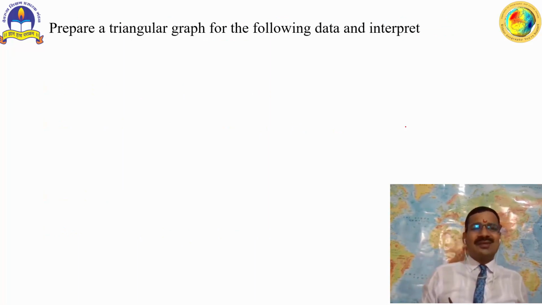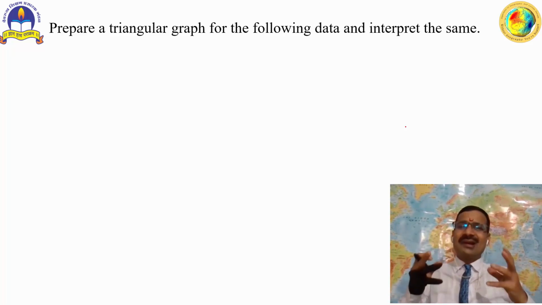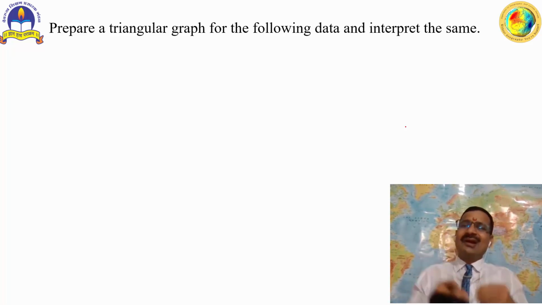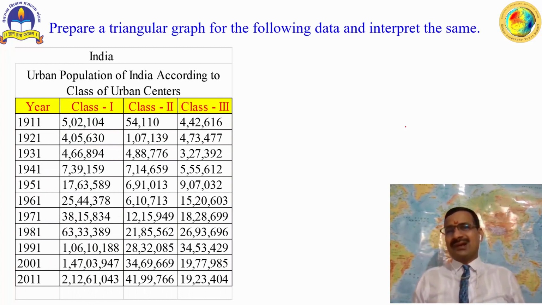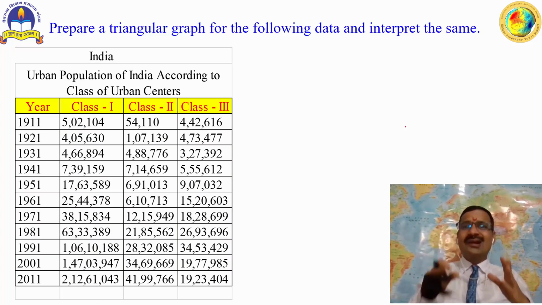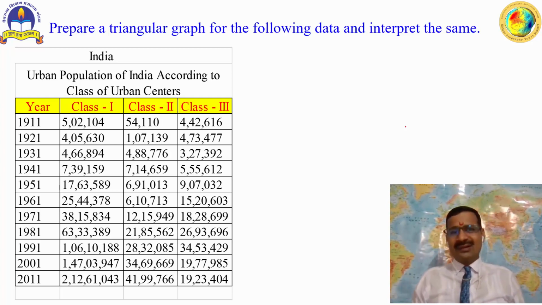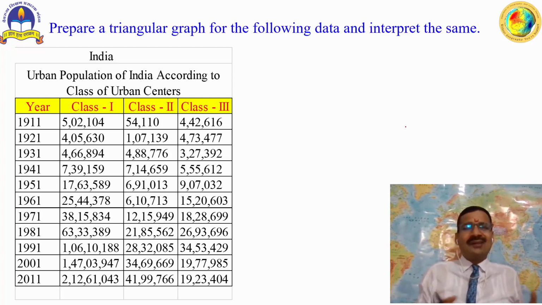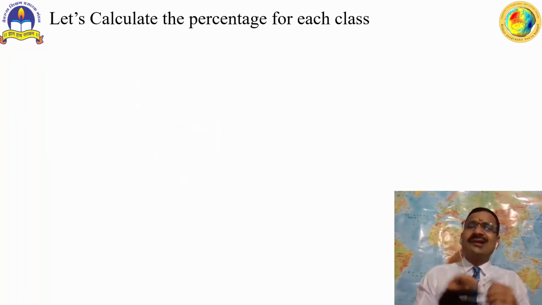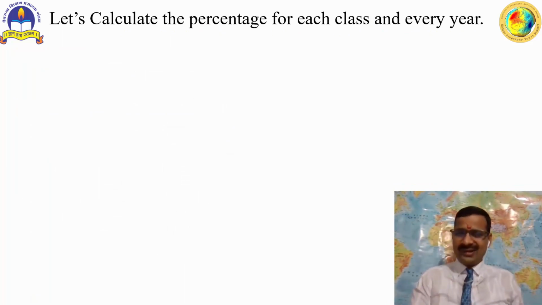Now we are going to take a practical example of a triangular graph. Here one example has been given. Prepare a triangular graph for the following data and interpret the same. Here the urban population data for class 1, class 2 and class 3 cities have been given for the period of 1911 to 2011, and through this data we are going to prepare a triangular graph and interpret the same.